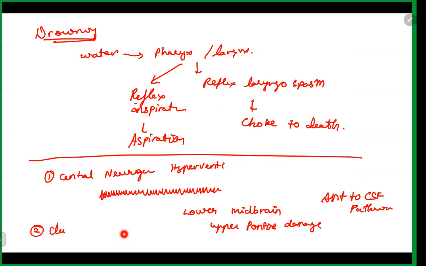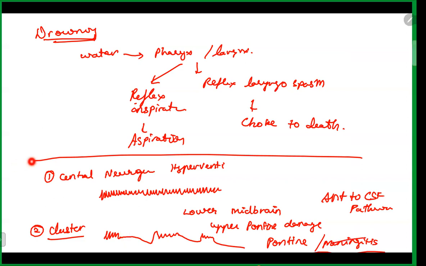What is cluster breathing? There is going to be a pattern like this, followed by this, then like this, followed by this. When does this pattern occur? Whenever there is pontine damage, or whenever there is meningitis. Okay, with this we are completing the entire discussion of your respiratory system.